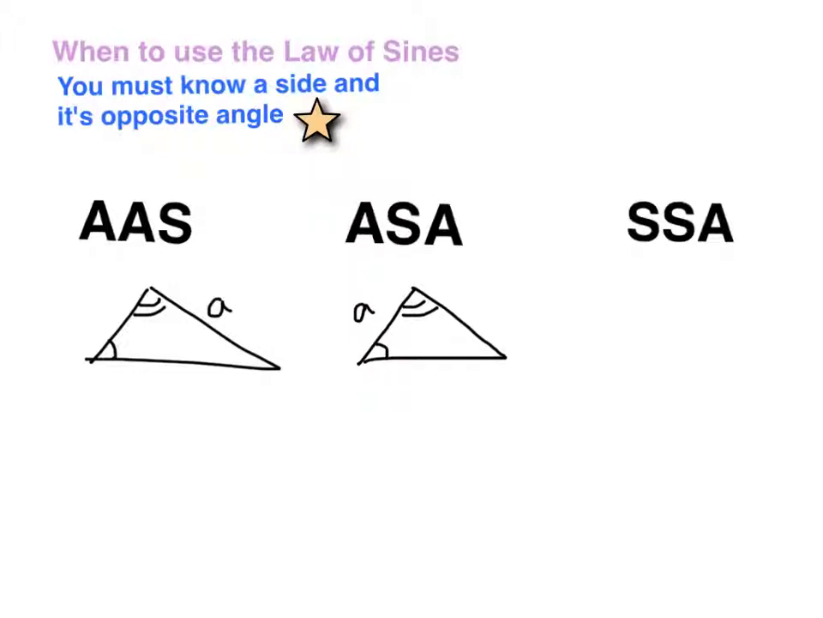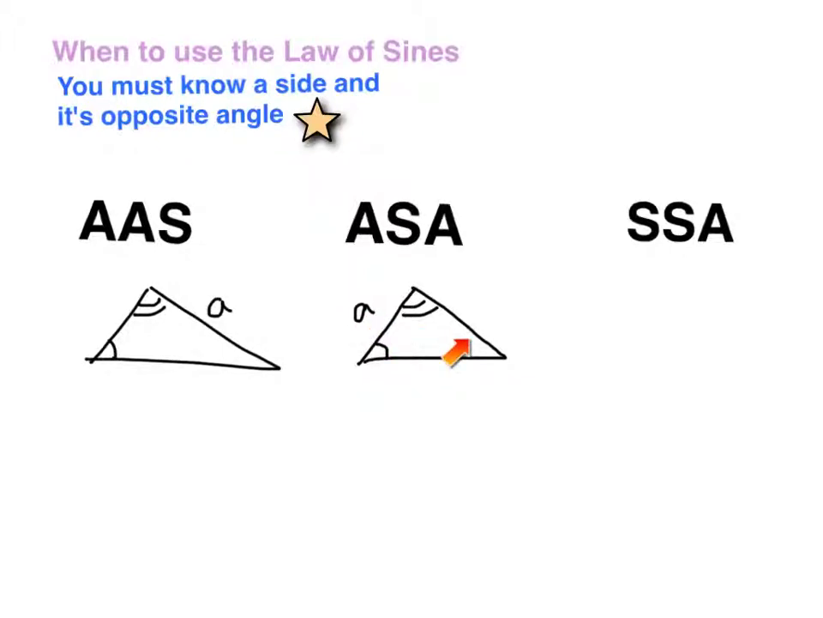Well, here it doesn't look like I can use it because I have a side and not its opposite angle. But if you have two angles inside of a triangle, can you find the third angle? Yeah, you can, because all the angles add up to 180. So we can find this opposite angle and use this side and this angle to make a ratio.